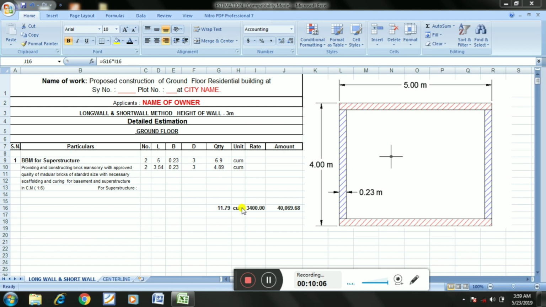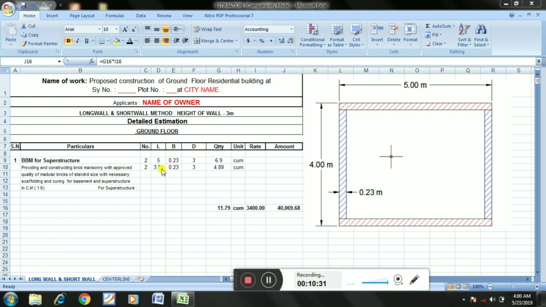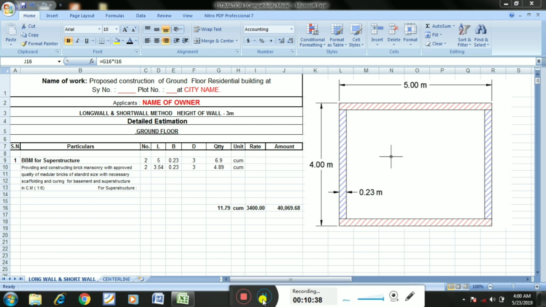In this way we will be finding the quantity of the building. Here we have taken a single room building. So in this way we find it by the long wall and short wall method. The red hatched portion is the long wall, and the remaining blue hatched portion is the short wall. Long wall length we have taken 5 meter, short wall is 3.54 meter. So this is the method of finding the quantity by the long wall and short wall method.